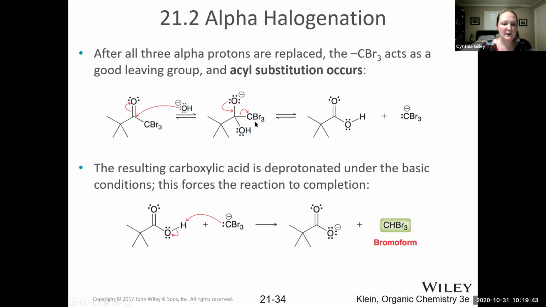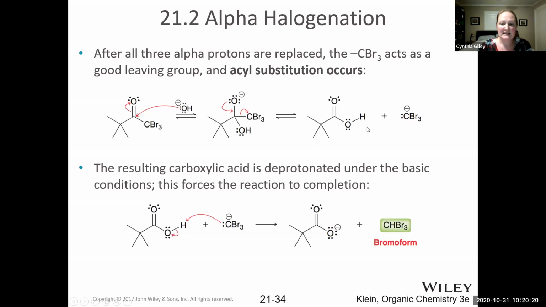Well, it turns out that once there are 3 bromines attached to this carbon, we can actually kick this out as a leaving group. So from this intermediate, we can regenerate the carbonyl and lose the carbanion as a leaving group. It's a reasonable leaving group because it's fairly stable, where the carbon anion electron density is being pulled by the 3 electronegative bromines attached to the carbon. That's going to reveal a carboxylic acid product.